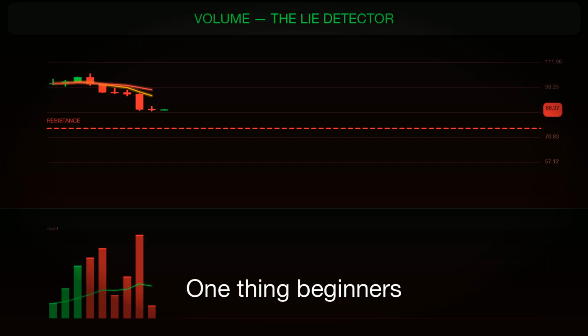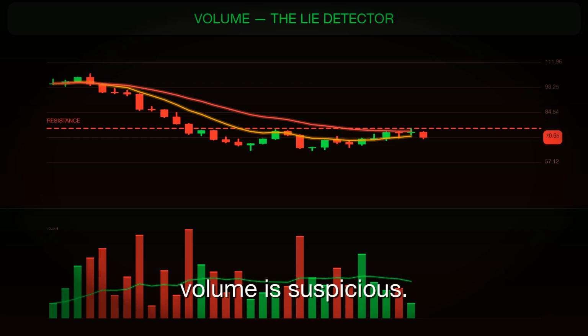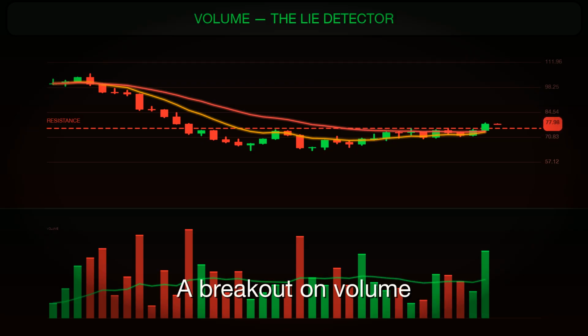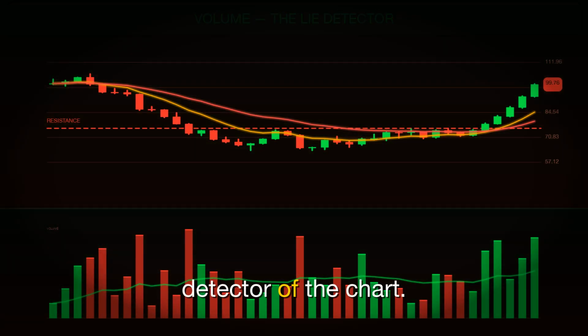One thing beginners always ignore: volume. A breakout on weak volume is suspicious. A breakout on volume that's 2 or 3 times average, that's real conviction behind the move. Volume is the lie detector of the chart.